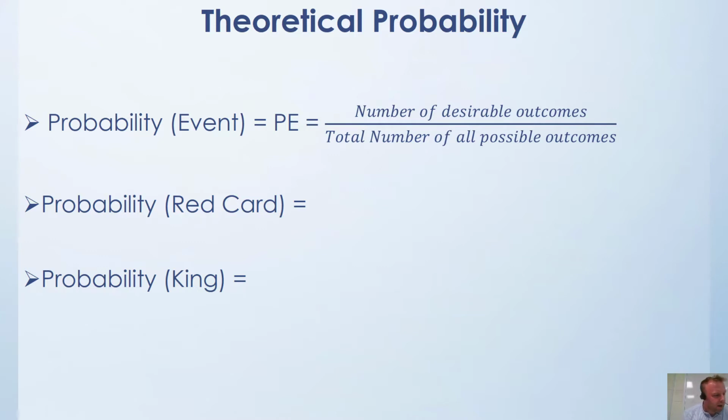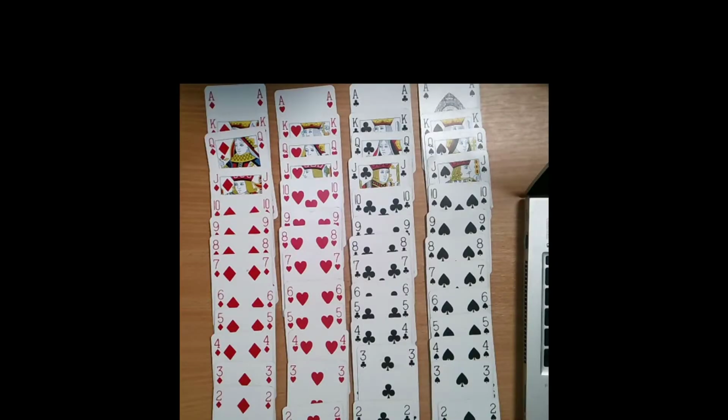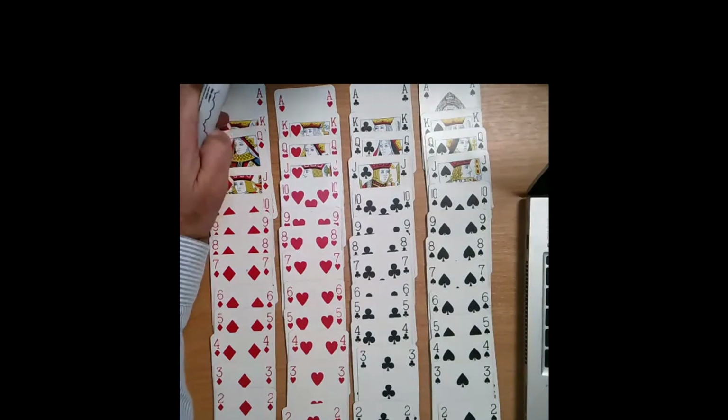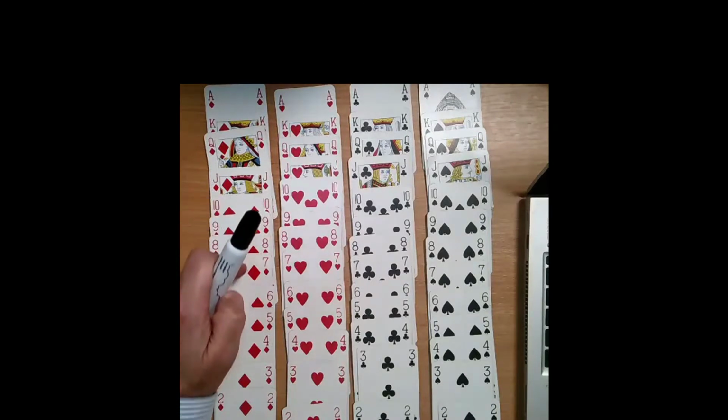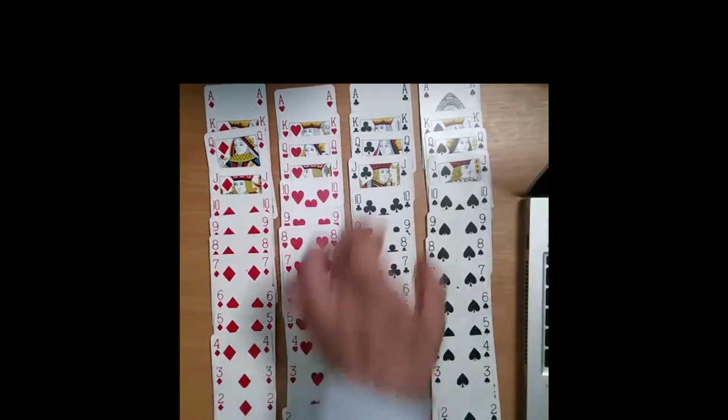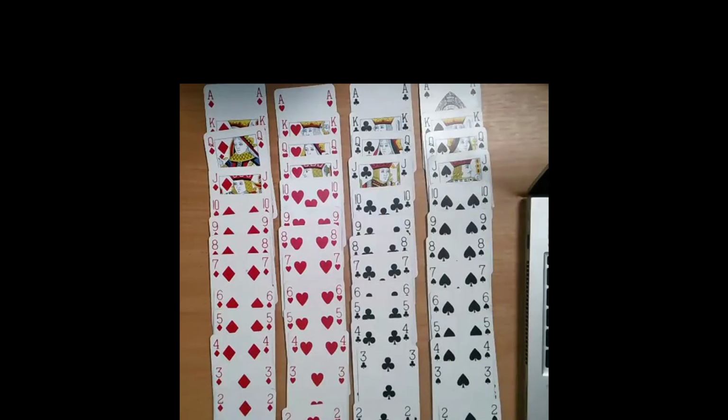Okay, so I'll do this by showing you 52 cards now on the table. So we're asked to find the probability of a red card. Going back to our formula, it's the number of desirable outcomes over the total number of all possible outcomes. Look here, and it's a quick recap. We have 1, 2, 3, 4, 5, 6, 7, 8, 9, 10, 11, 12, 13 cards in each suit. So that's 13 diamonds, 13 hearts, 13 clubs, 13 spades, and when you add those together, you get 52. Now we're looking for the probability of a red card.